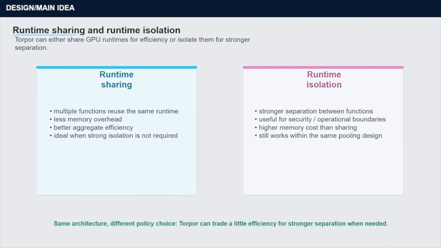Runtime sharing and runtime isolation. Torpor can either share GPU runtimes for efficiency or isolate them for stronger separation. First, you can see the runtime sharing. It has multiple functions reusing the same runtime, less memory overhead, better aggregate efficiency, and ideal when strong isolation is not required. For runtime isolation, stronger separation between functions, useful for security operational boundaries, higher memory cost, and sharing still works within the same pooling design.